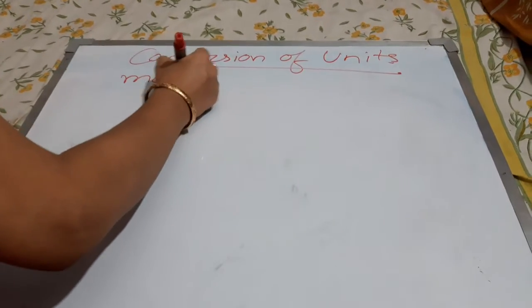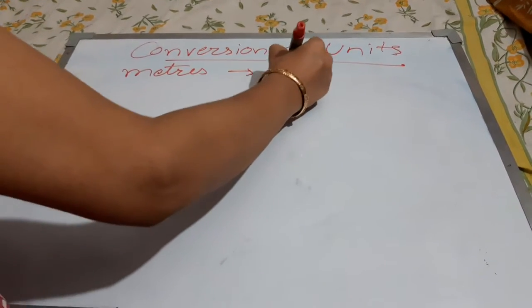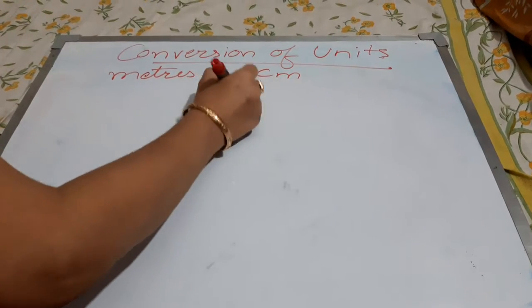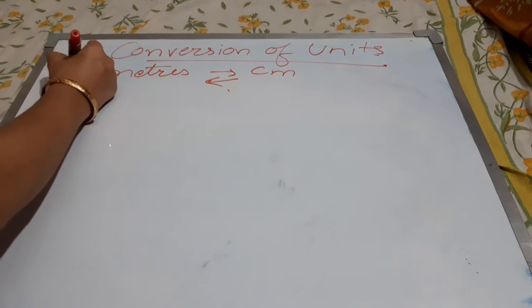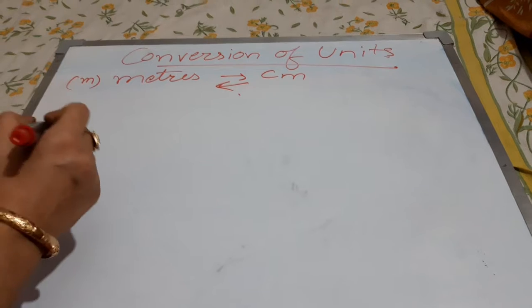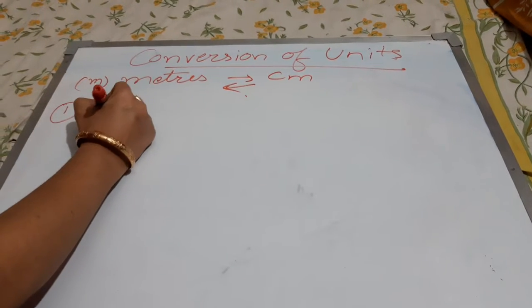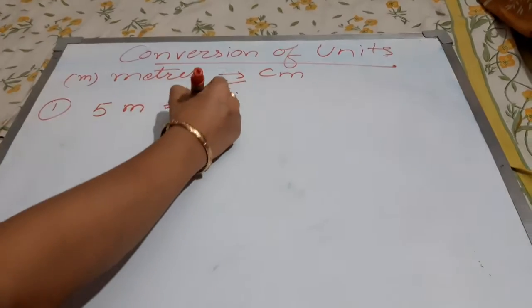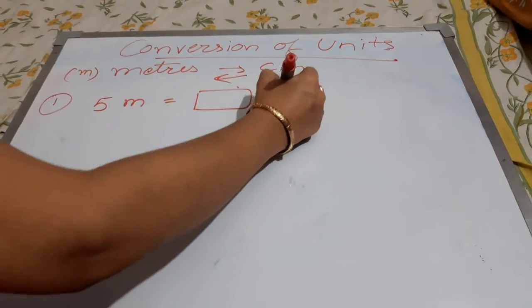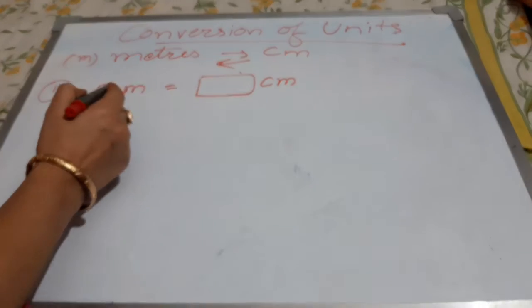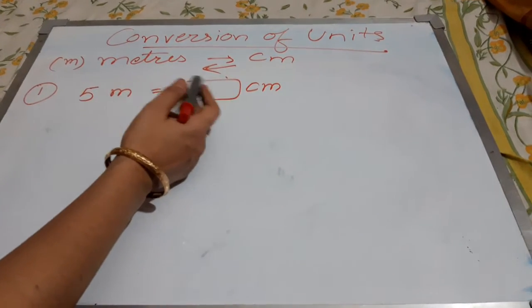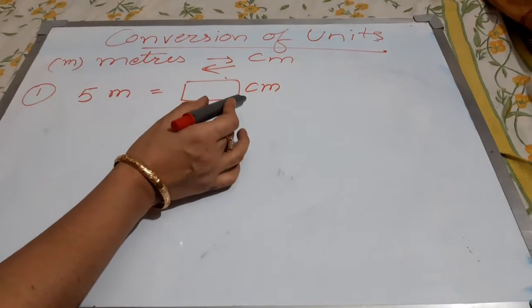Meters to centimeters and vice versa. Meter can be written as small m. Suppose this question comes: 5 meters is equal to dash centimeters. So how will we convert? Let us proceed by the shortcut.